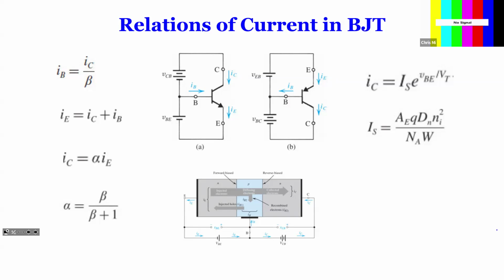And because of that equation, you can plug in beta or IB into the second equation, and you can get another equation, which is IC equal to alpha times IE. Alpha is beta over beta plus 1. You can see that if beta is 100, alpha is about 0.99. So IC is about 99% of IE. So IE is always bigger, no matter whether it's PNP or NPN.